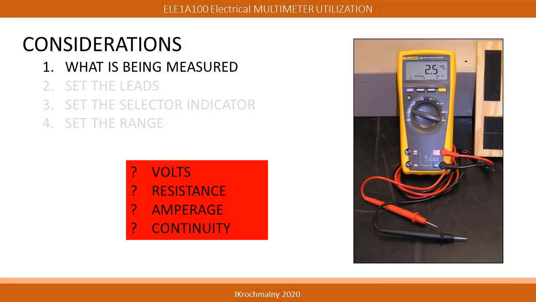The first step in the multimeter configuration sequence is to consider what exactly is being measured. Does one want to measure volts, resistance, amperage, or continuity?